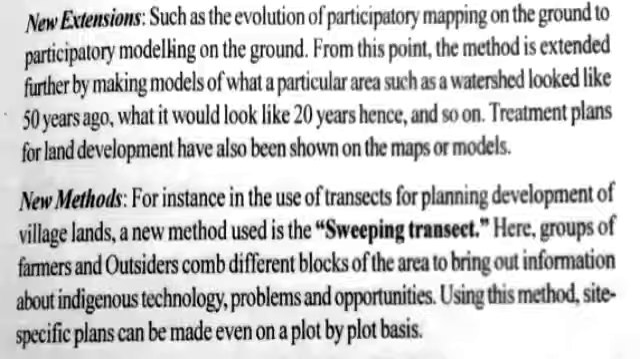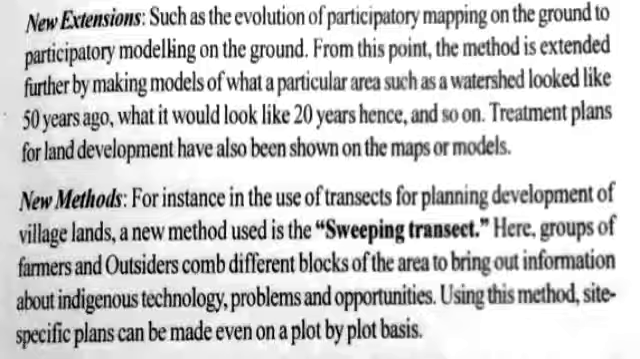New extensions include the evolution of participatory mapping on the ground to participatory modeling on the ground. From this point, the method is extended further by making a model of what a particular area, such as a watershed, looked like 50 years ago, what it would look like 20 years hence, and so on. Treatment plans for land development have also been shown on the maps or models.